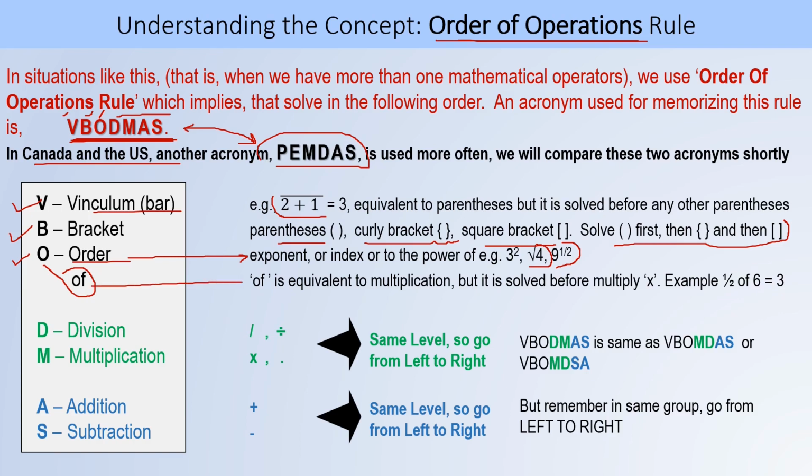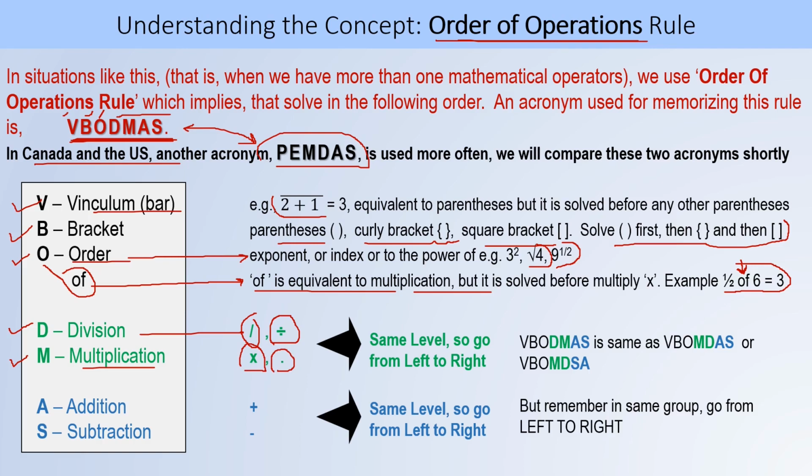The O is also there for of. This of is equivalent to multiplication. For example, half of 6 is equal to 3. So if we have an of operator, we should solve it immediately after brackets but before division and multiplication. Next is the D, which is there for division. It has symbols like this, or the more often used symbol is this one. Then after D we have M, which is multiplication. The symbol for multiplication is kind of a cross or a dot.